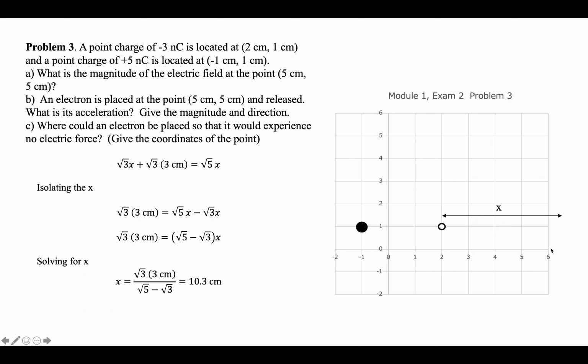And don't forget the y coordinate. It's plus 1 centimeter. The point at which the electric field is 0 is 12.3 centimeters in the x direction, 1 centimeter in the y direction. It is left as an exercise to the student to confirm that that is indeed the case. That's problem 3 on exam 2 in module 1.